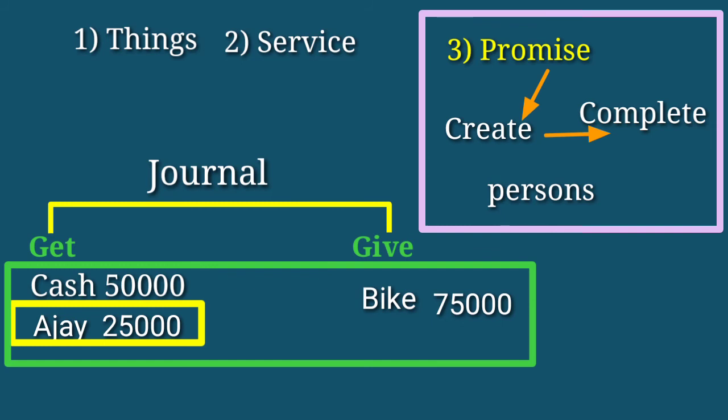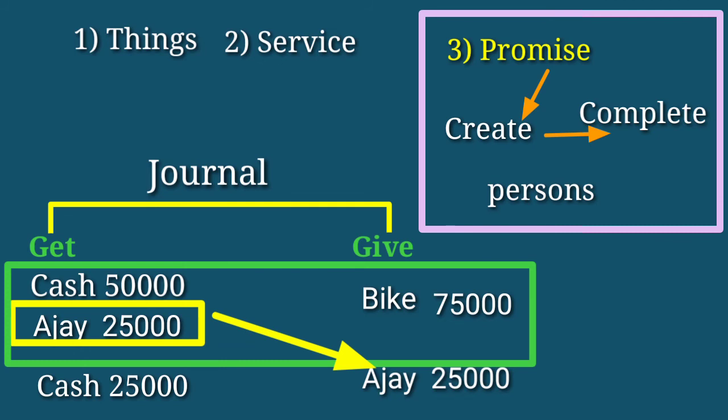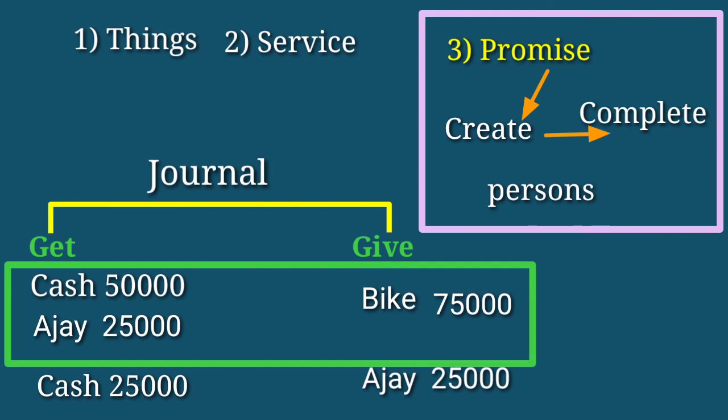Okay, and whenever Ajay gives money, we need to complete this promise. So on day 2 he gave rupees 25,000, what he promised yesterday. Here I get cash 25,000, but I will not give anything. This 25,000 is related with the bike I already gave yesterday. So what we need to do? We can cancel this Ajay or we can reverse this Ajay. So we can write here Ajay 25,000, right? So now the promise is completed.